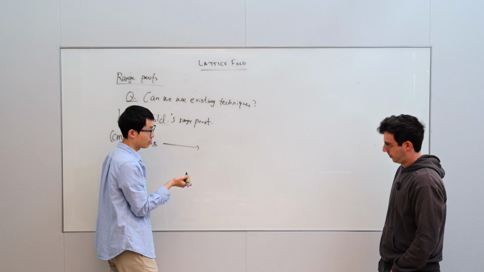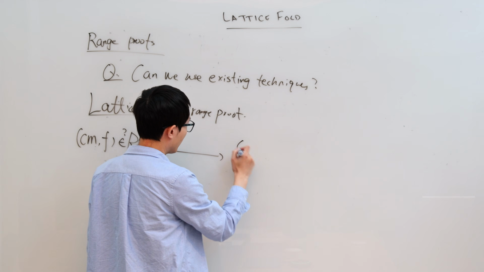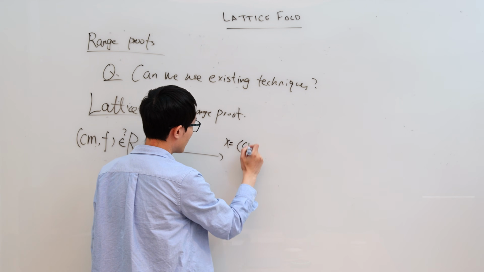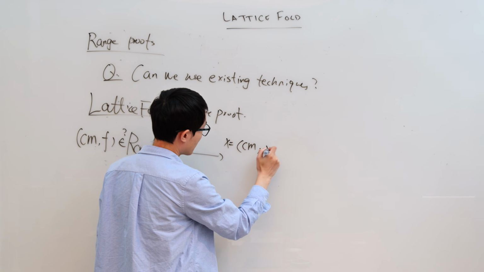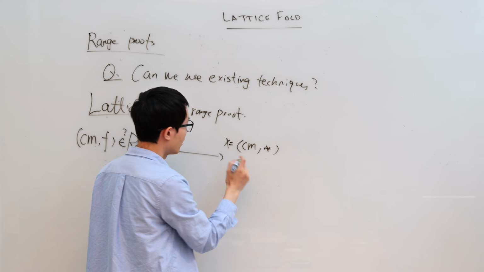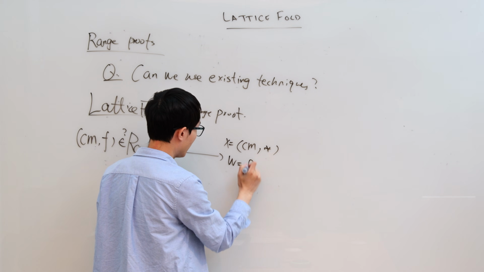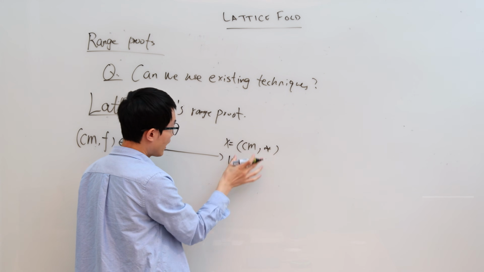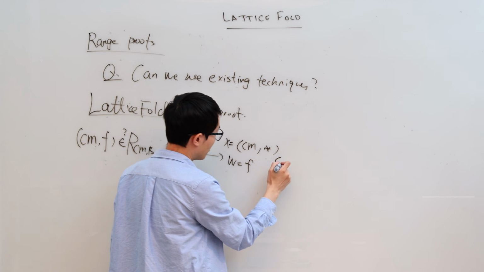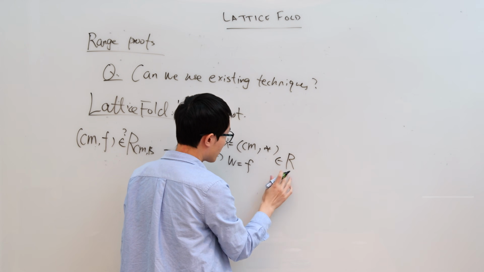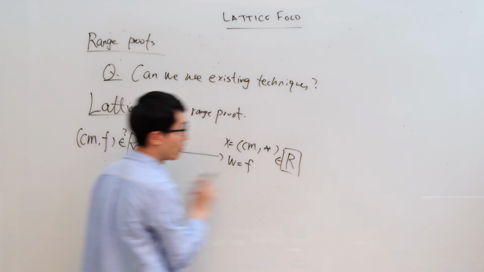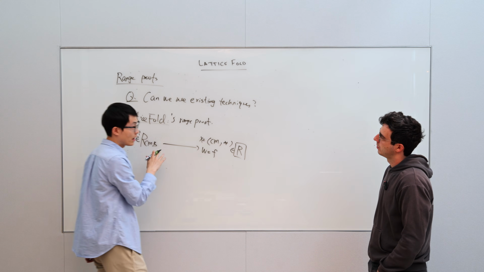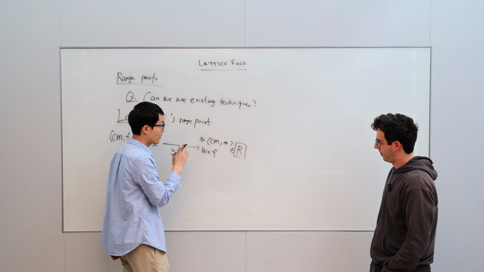into much simpler statements. That will be something like X equals the same commitments, but with some extra auxiliary information, and W is still f or something else. But anyway, in the output, we need to check some new relation. This new relation is much simpler than before and does not require any range proof anymore. Okay, so that's our goal.